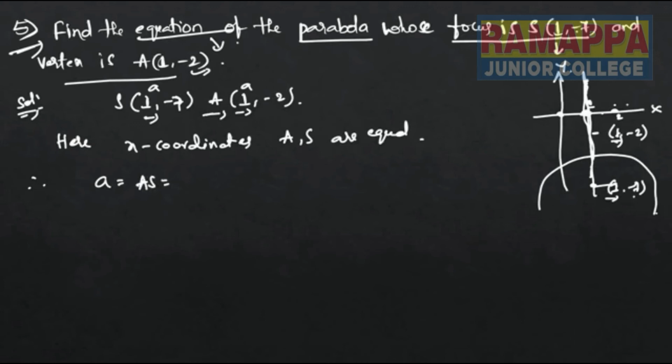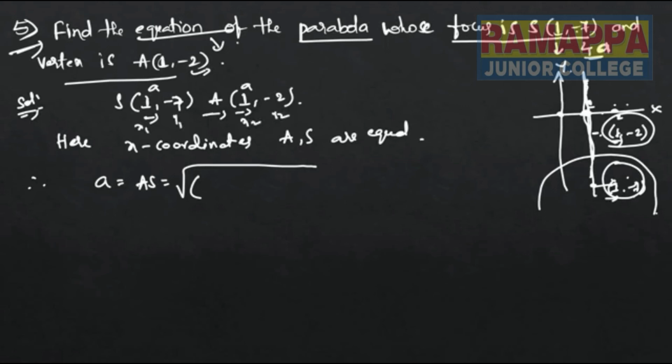Okay, we have to find the parabola, no? So for the parabola we need the a value compulsorily, for 4a. So here a is equal to the distance between these two points. Distance between these two points will give the a value. So here, under root of x2 minus x1 whole square, that is 1 minus 1 whole square, plus y2 minus y1, that is minus 2 plus 7 whole square, will come here.